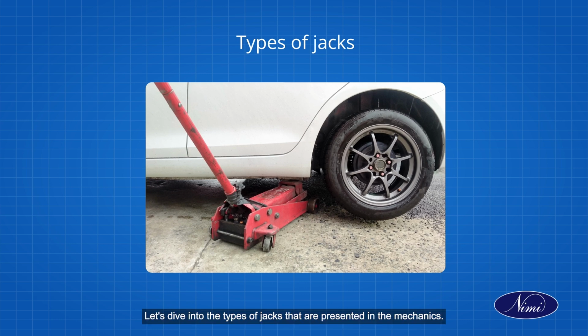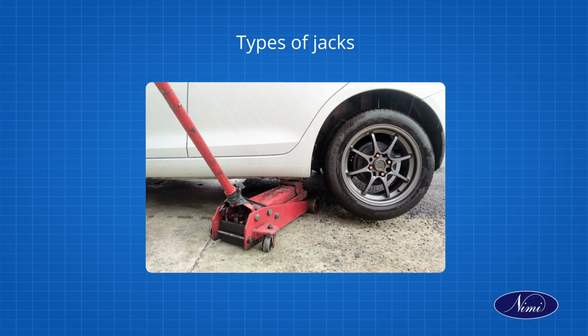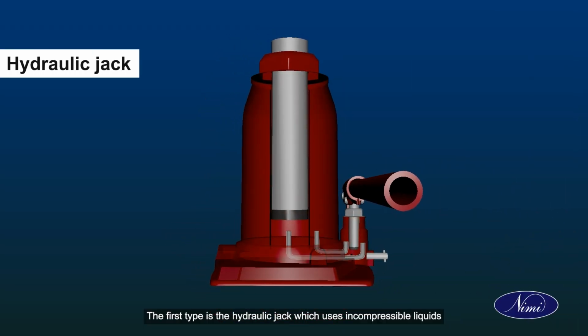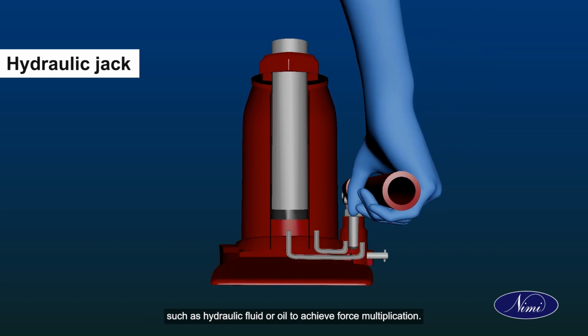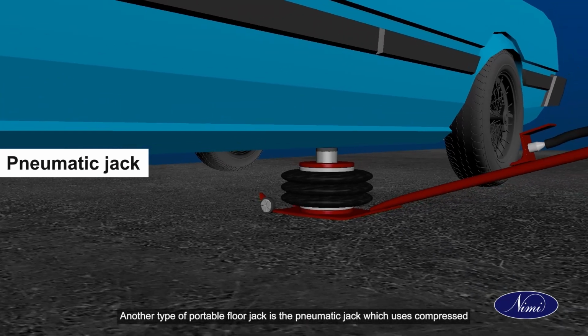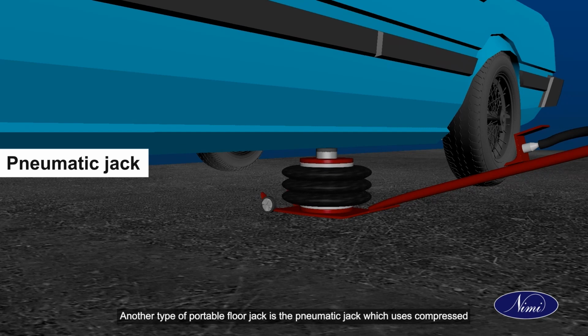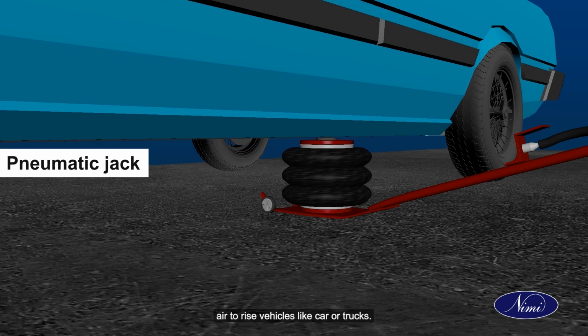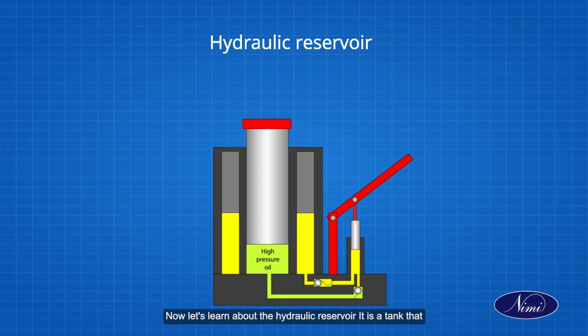Let's dive into the types of jacks that are presented in mechanics. Basically, there are two types of jacks. The first type is the hydraulic jack, which uses incompressible liquids such as hydraulic fluid or oil to achieve force multiplication. Another type of portable floor jack is the pneumatic jack, which uses compressed air to raise vehicles like cars or trucks.